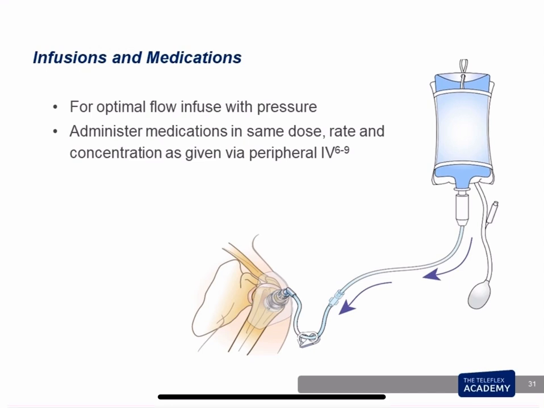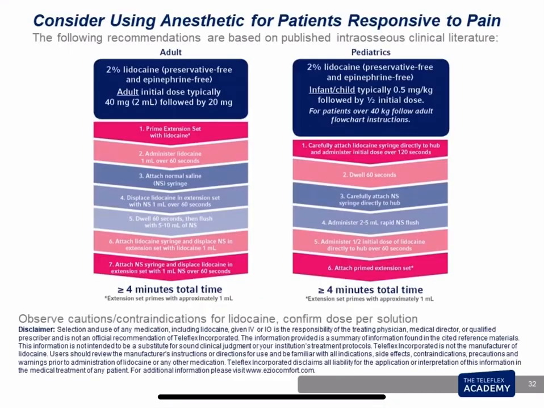Also, what's commonly asked about is what medications can you give, or what dose can you give, what rate can you give them. Basically, whatever dose, rate, or concentration you would give a medication through a peripheral IV, it would be the same for the IO. There are recommendations available that are meant to help alleviate the discomfort of IO, as I mentioned previously. This chart will show you the recommended protocol to use with lidocaine.